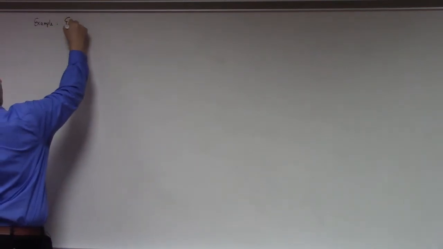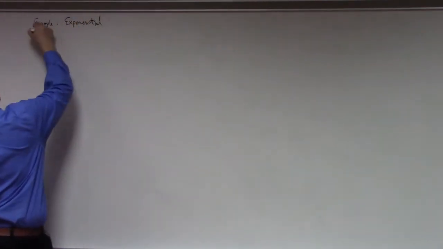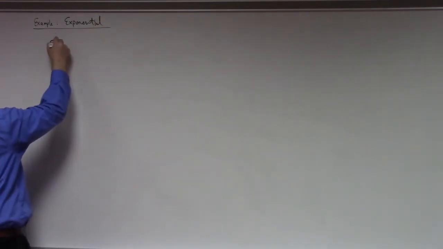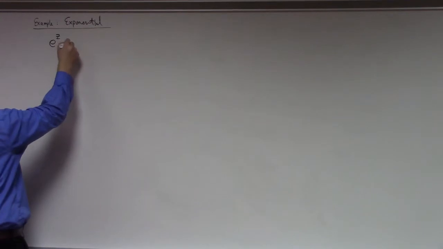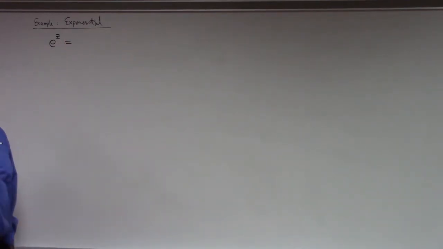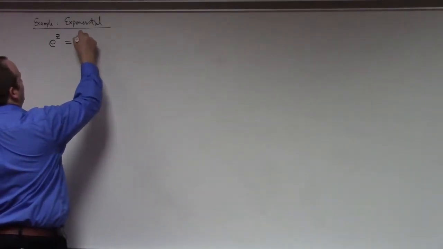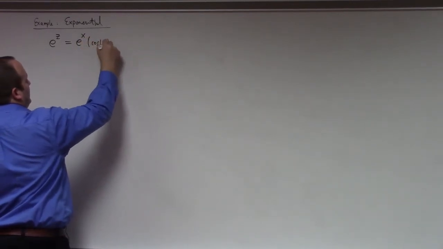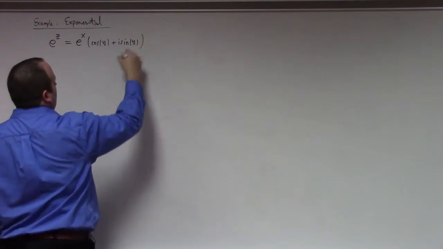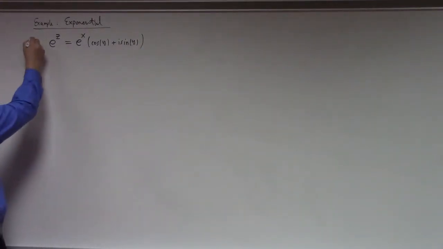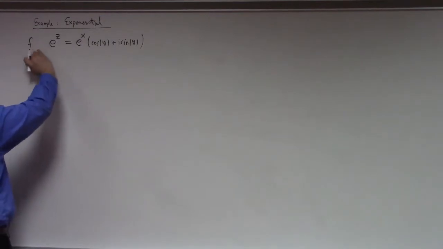So the first example deals with the question, what's the exponential function? Like, how should you define the exponential function in the complex domain? How did we define it up till now? What was our definition? We had e to the z was what? E to the x times cosine of y plus i sine y. Right. So let me call this f of z.